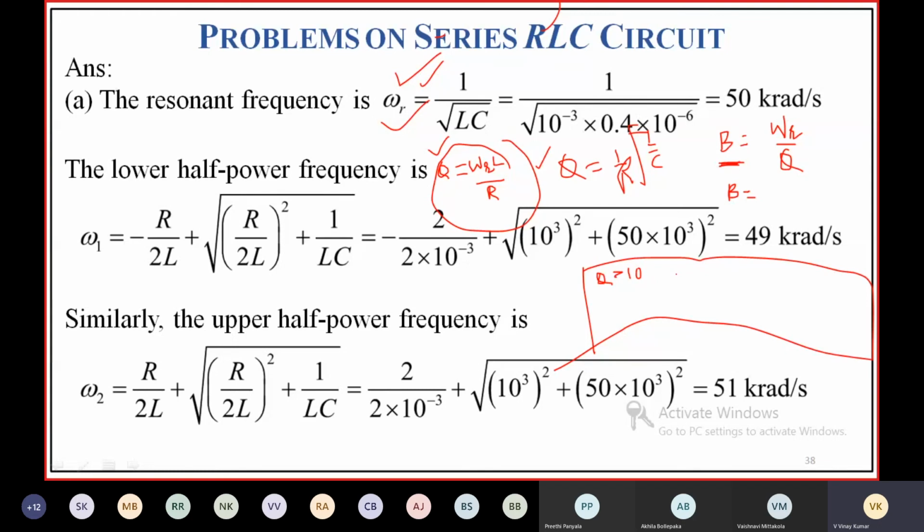If the resonant frequency is located centrally, we have formulas, right? W1 is equal to omega r minus bandwidth by 2, and omega 2 is equal to omega r plus bandwidth by 2. Substituting all the values of omega r and bandwidth, you are going to get the lower cutoff frequency and upper cutoff frequency. This is an alternative way of solving this problem.